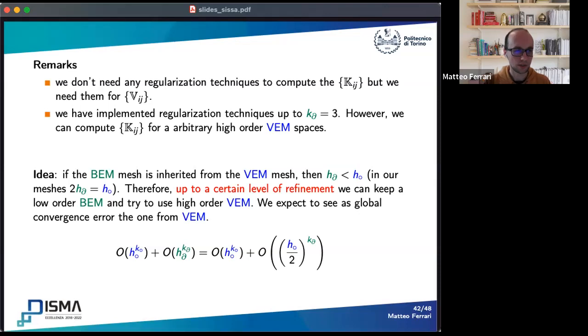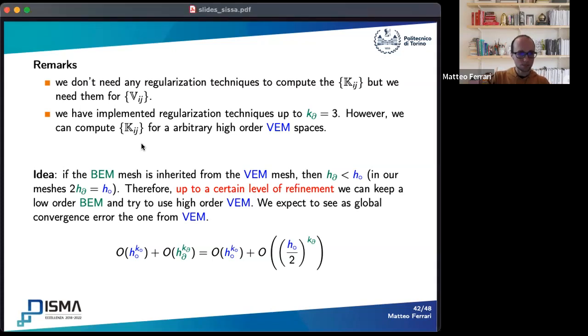If we use a BEM mesh inherited from the VEM one, this is exactly what we do in our meshes. We expect, up to a certain level of refinement, that the global error is something like this. Here I also write that the boundary parameter for BEM is exactly 1/2 of this H circle. Okay, so this is the global error. So what do we expect? I am doing nothing very strange here. I'm simply saying, okay, let's use our meshes, let's not do any drastic modification, and let's see what happens with different orders of approximation. We can do this because we don't need any regularization techniques for K.